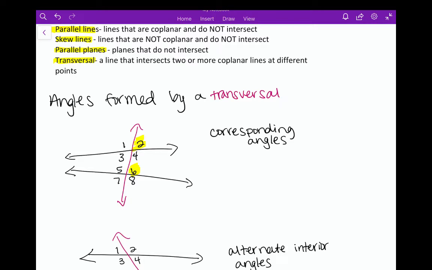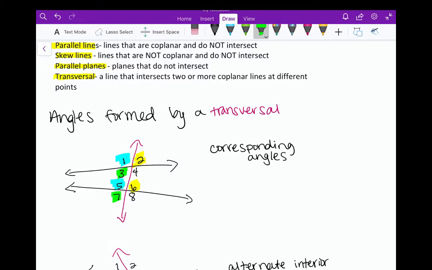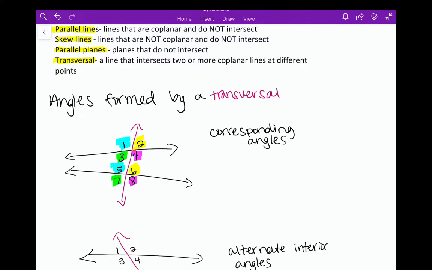Another example of corresponding angles would be angle 1 and angle 5, also angle 3 and angle 7, angle 4 and angle 8. Each of those are corresponding angles because essentially they're in the same spot on a different line. Angle 1 and angle 5, they're both to the left of the transversal, but they're both above the line that the transversal is intersecting. So those are corresponding angles.